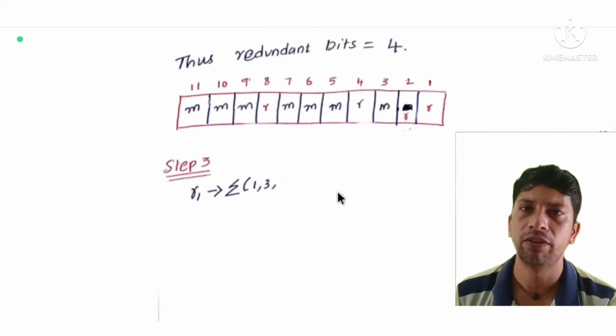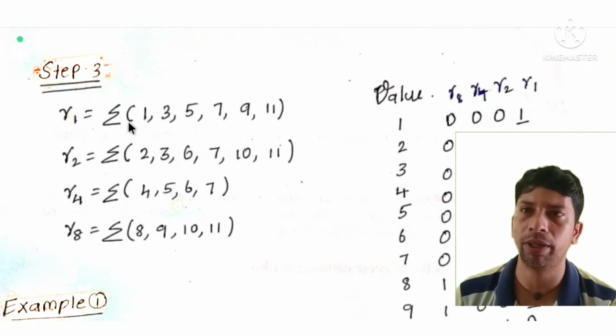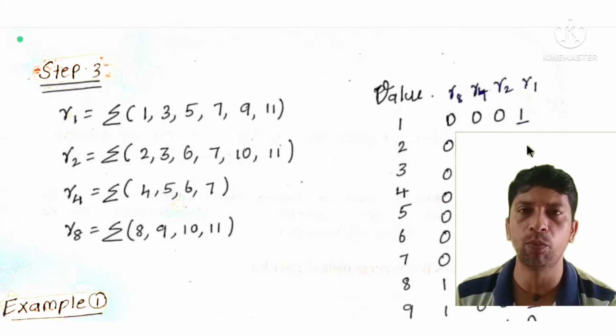In order to find the values of R1, R2, R4, we are using this formula. That is, R1 is nothing but 1, 3, 5, 7, 9, 11. We have to look here: in these positions, whichever have the value 1, that value will be placed here. For example, for R1, the positions 1, 3, 5, 7, 9, 11 are the ones having the value 1.